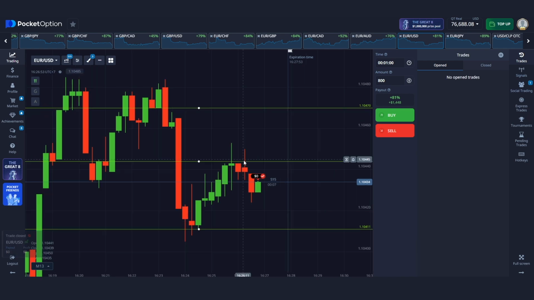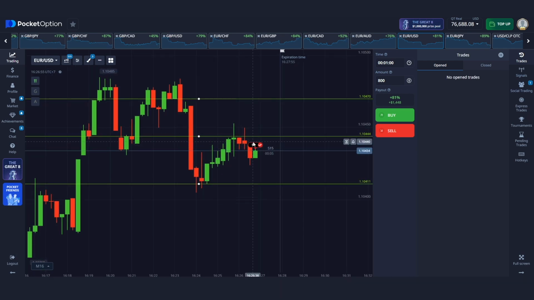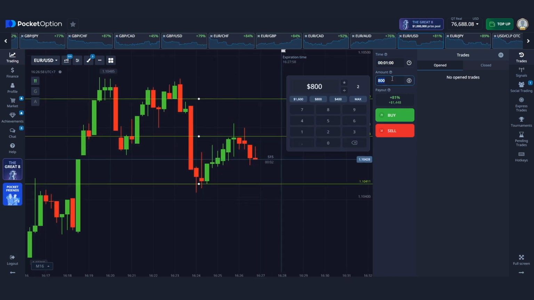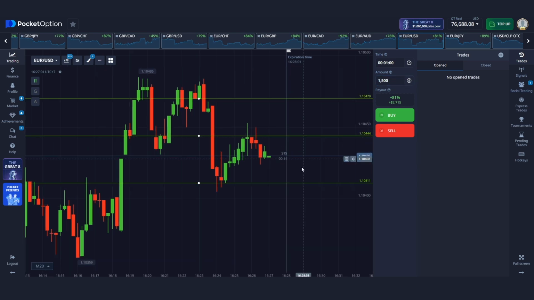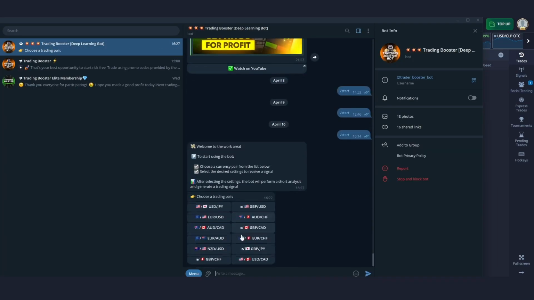As you can see, the level turned out to be stronger and the price rebounded. Unfortunately, this also happens, so now I want to cover this trade with $1,500 and try again to open a trade on the currency pair.